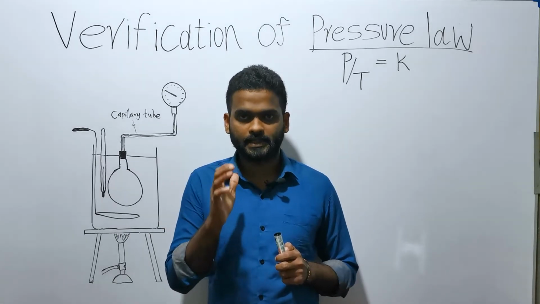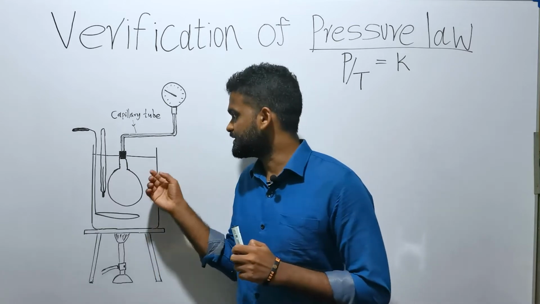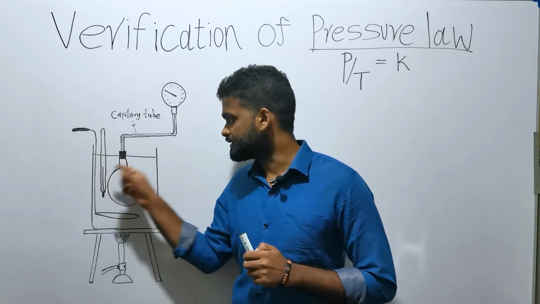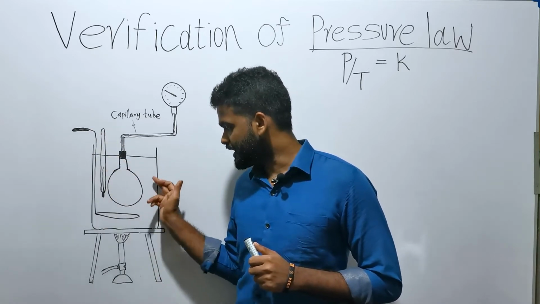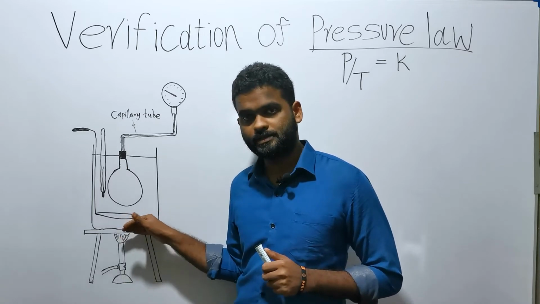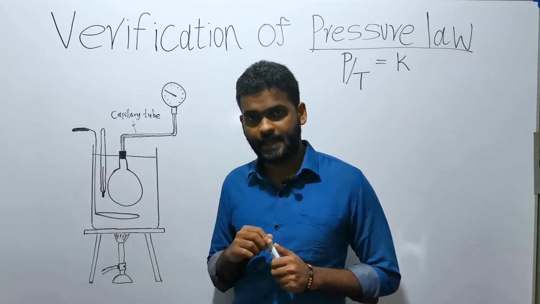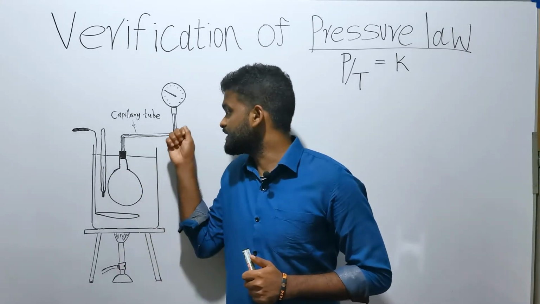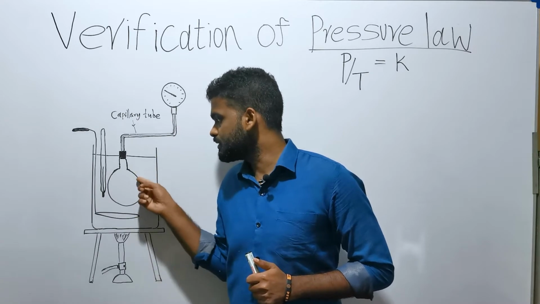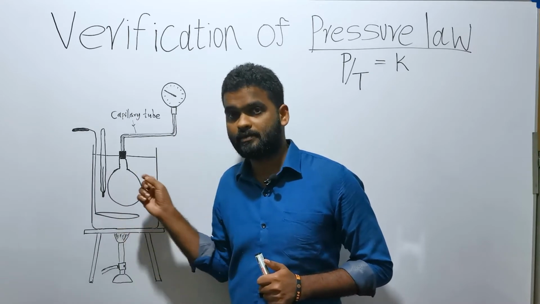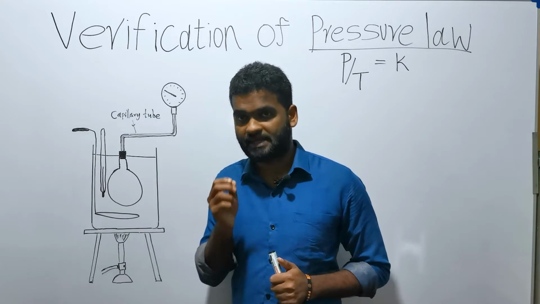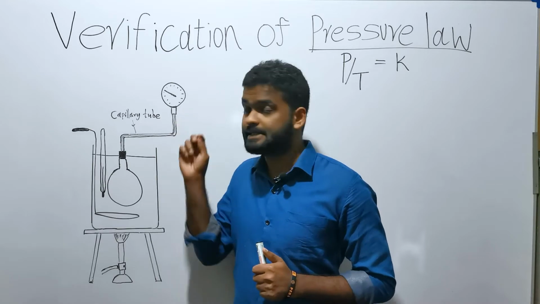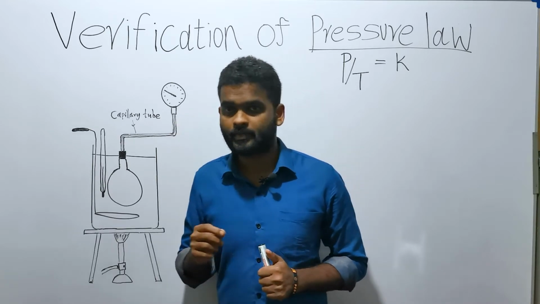The setup contains a constant pressure apparatus with a pressure gauge, a thermometer, a stirrer, a glass beaker, a tripod, wire gauze, and a Bunsen burner. This constant pressure apparatus contains a round bottom flask with about 500 cubic centimeters capacity, and this pressure gauge, which is calibrated in newtons per square meter.